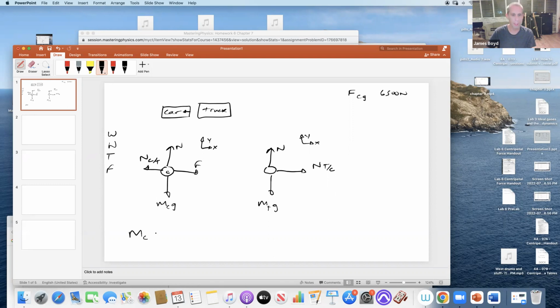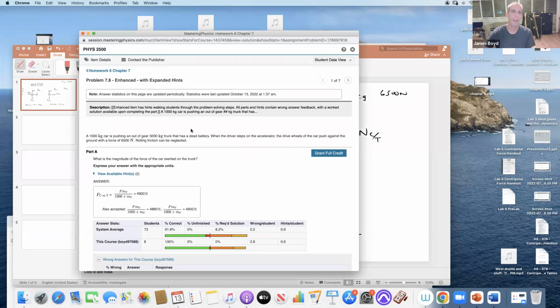So we're just going to write: mass of the car times a_x is F minus the normal force of the car due to the truck. Over here we have mass of the truck times a_x is the normal force of the truck on the car. So what we need to do is find the normal force of the car on the truck. That's what they're asking us for. It says, what is the magnitude of the force the car exerts on the truck?